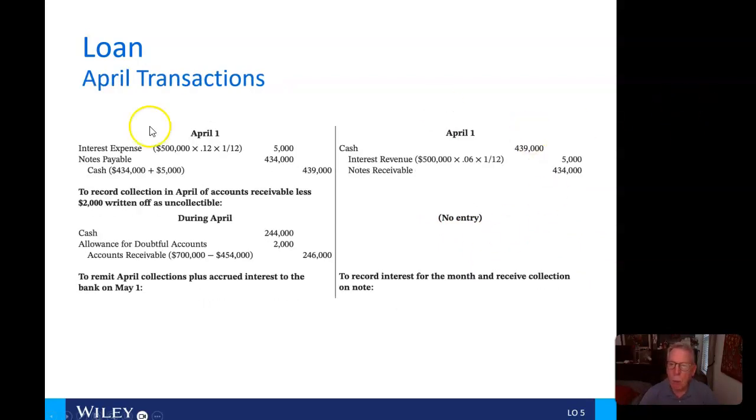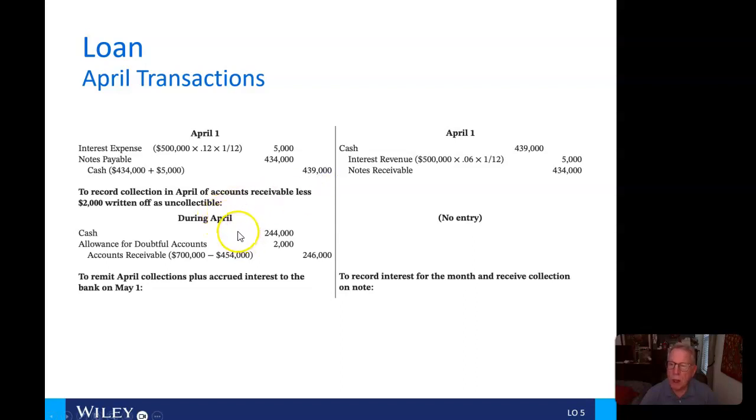Then on April 1, EBC is going to record interest expense, $500,000 for one month here, and notes payable, $434,000, cash, $434,000 plus $5,000 here.